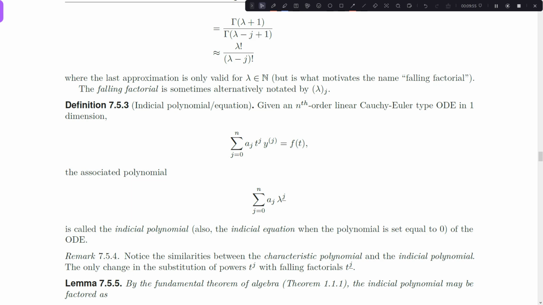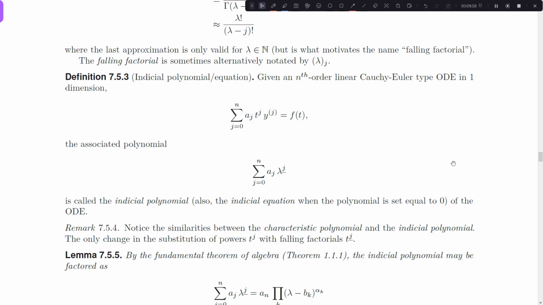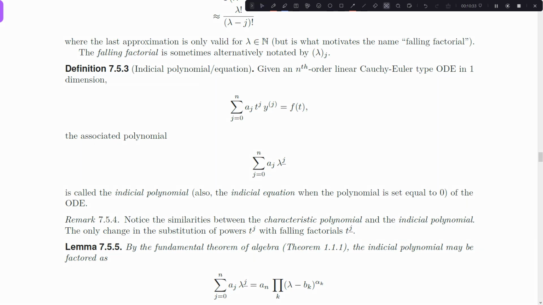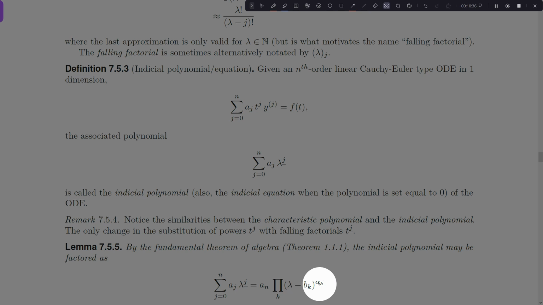Now, this next lemma is just the same as with the characteristic one. By the fundamental theorem of algebra, we can factor this because it will just be an nth degree polynomial. It looks different, right? It's not an nth degree polynomial where the coefficients on each power are given by a sub j. We actually have to compute all of the coefficients by expanding all of the falling factorials. But once we do that, we gain an nth degree polynomial, and that means we can factor it using the fundamental theorem of algebra. And doing that same process, we still recover roots, b sub k, and we still recover multiplicities, alpha sub k. So this feels the same.